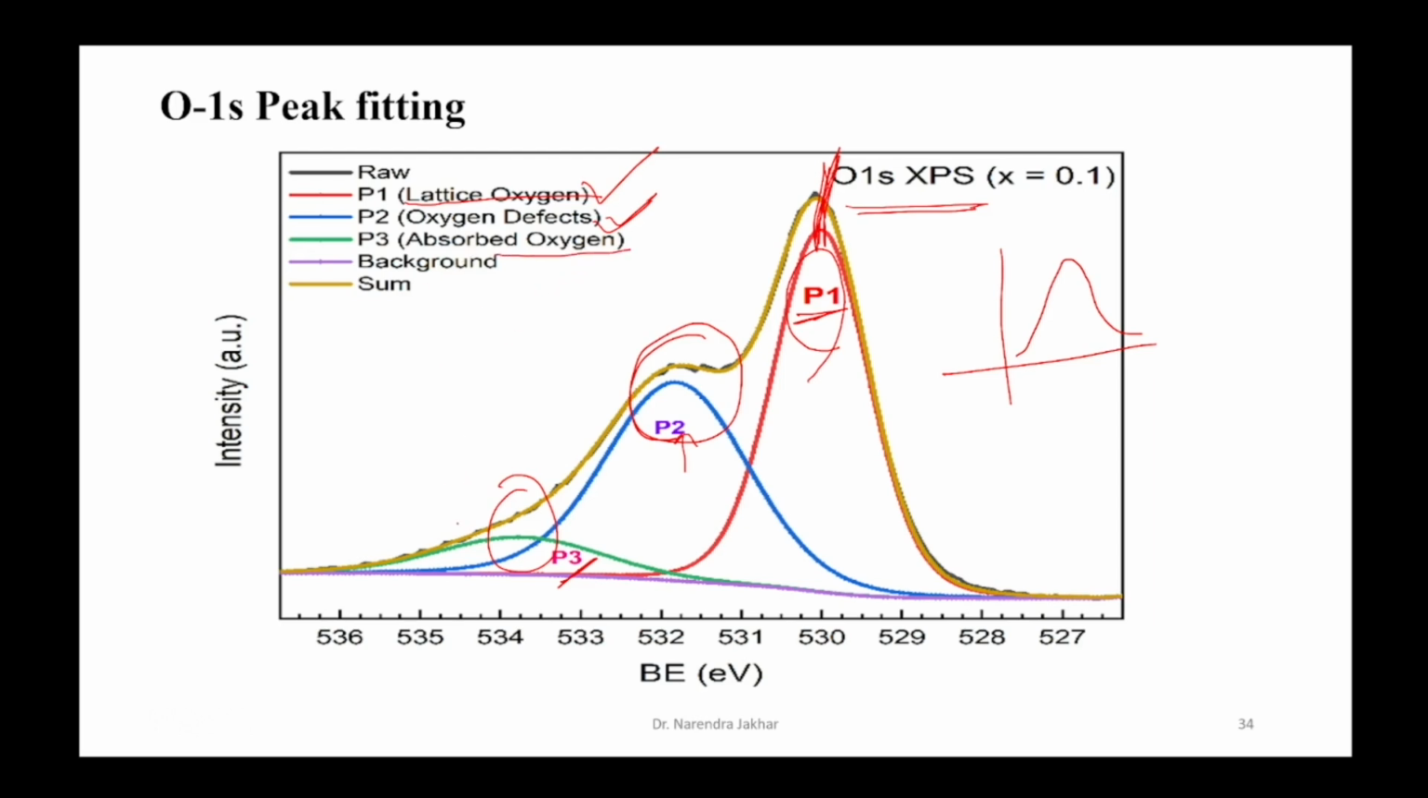And this is the background, and this is the sum, the envelope, the whole sum, and this black data is our raw data. We fitted peaks 1, 2, and 3, and the sum of these three peaks is the sum or envelope data. We can see that the raw data and the sum data match exactly. It means that we are fitting good values of P1, P2, and P3 in this O1s data spectrum.